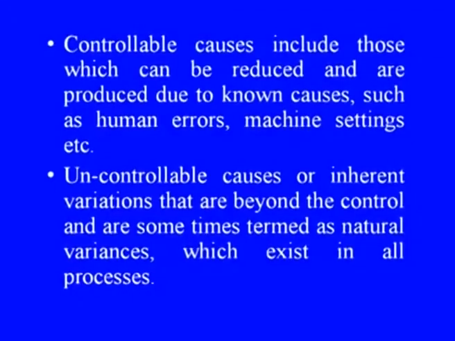Controllable causes include those which can be reduced and are produced due to known causes such as human errors, machine settings, etc. Uncontrollable causes are inherent variations that are beyond the control and are sometimes termed as natural variances which exist in all processes.